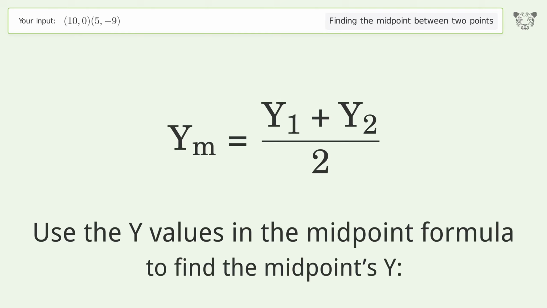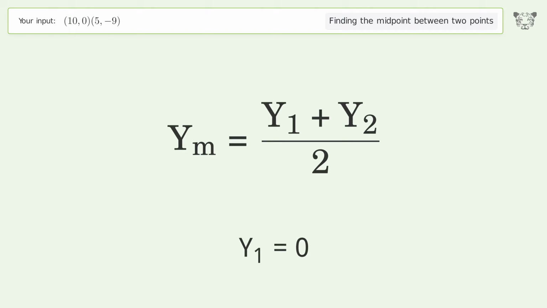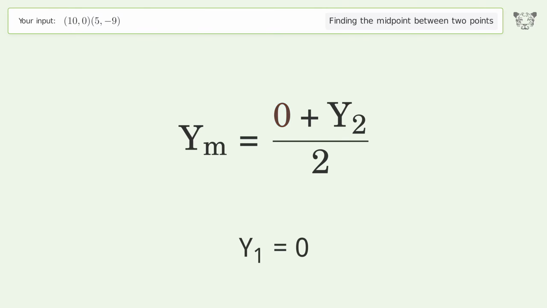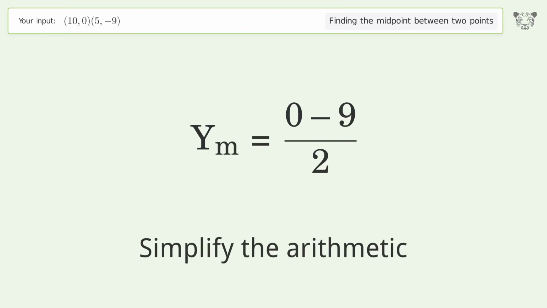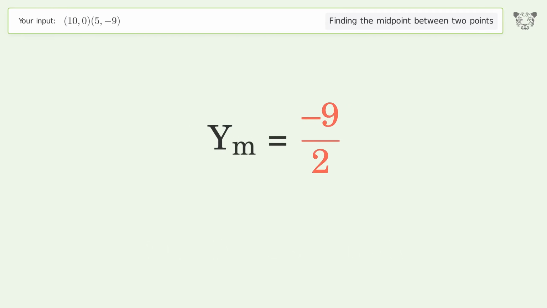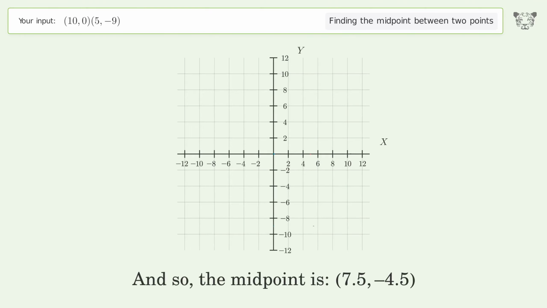Use the y values in the midpoint formula to find the midpoints y. y1 equals 0. y2 equals negative 9. Simplify the arithmetic. And so, the midpoint is 7.5, negative 4.5.